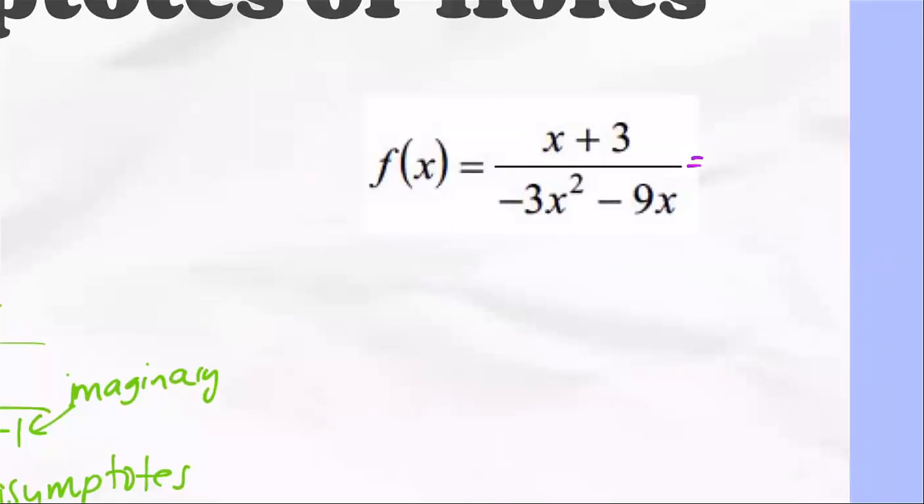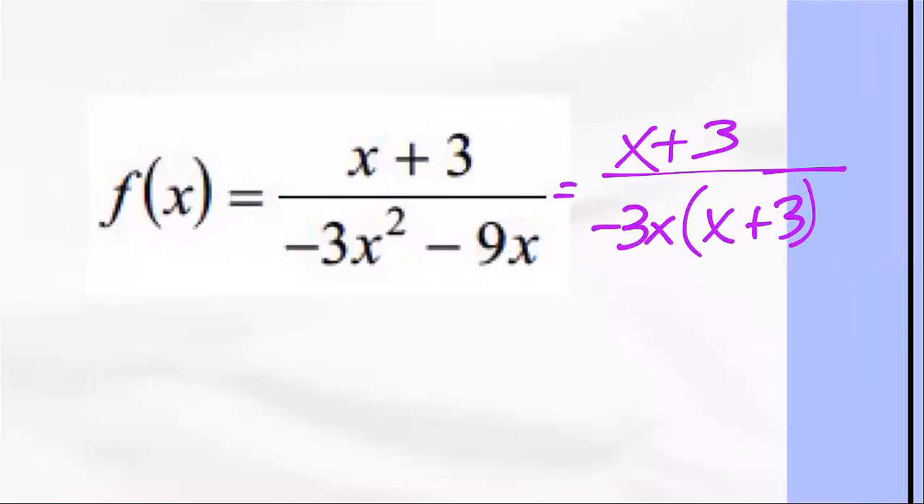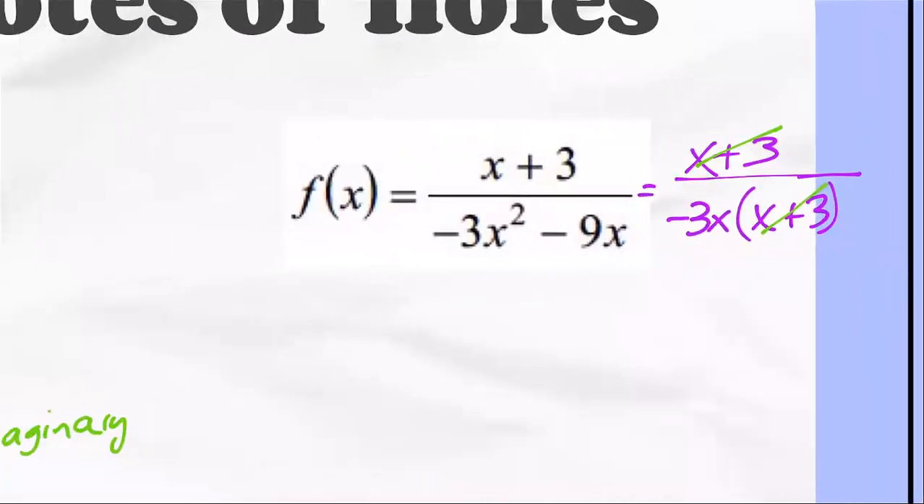So again, I have to factor the top, I have to factor the bottom. This top doesn't look like it can do anything. On the bottom, I have a GCF. So I'm going to factor out a negative 3x. That leaves me with x plus 3. Okay, so in this case, once I factored that out, you can see how this factor and this factor are the same top and bottom and they can cancel. So what happens is that means that's not a vertical asymptote, that is now a hole.